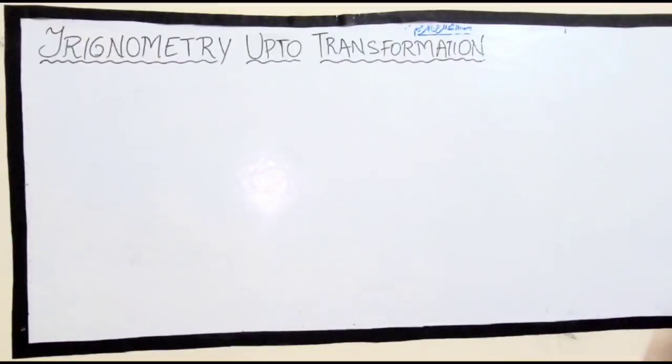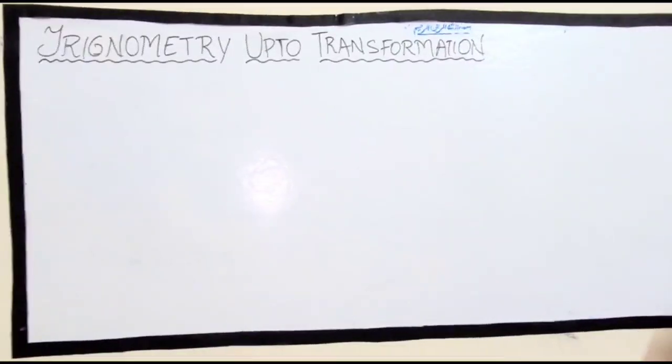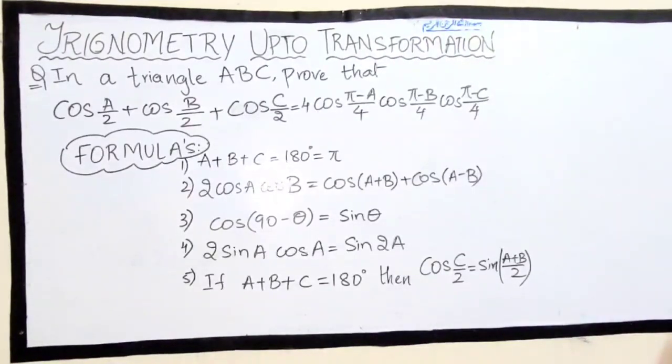Before starting, we'll go through the formulas which are used in this problem. Now, our question is, in a triangle ABC, prove that cos A by 2 plus cos B by 2 plus cos C by 2 is equal to 4 cos (pi minus A) by 4 into cos (pi minus B) by 4 into cos (pi minus C) by 4.